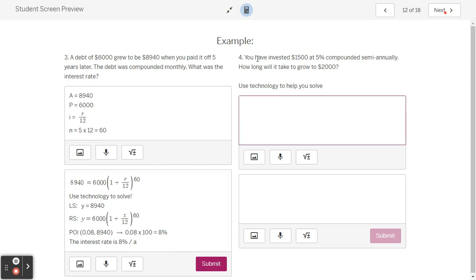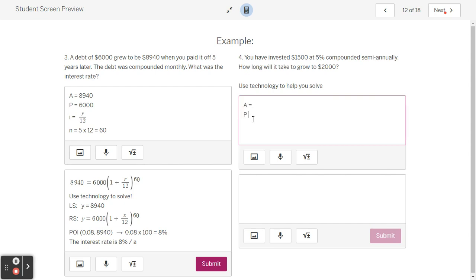Right. Another question similar to that. You've invested $1,500 at 5% compounded semi annually. How long will it take to grow to $2,000? Use technology to help you solve. We're going to do the same thing that we did for question number 3. We just need to write our equation and then enter the left side and right side separately into our graphing calculator.